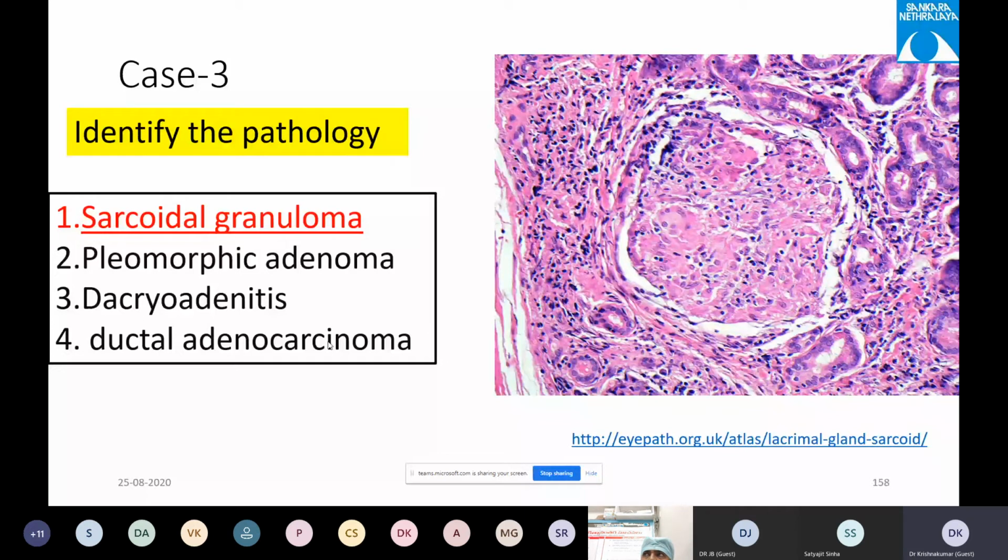So you need to investigate the patient, take an X-ray chest, and do some serum biochemical parameters before you label it as sarcoidosis. Sarcoidal granuloma does not mean sarcoidosis. You have to investigate. Now come to the lacrimal sac.